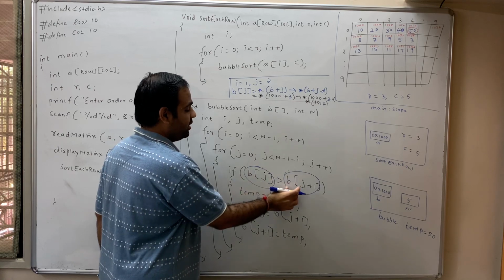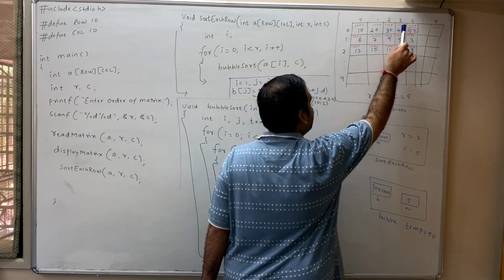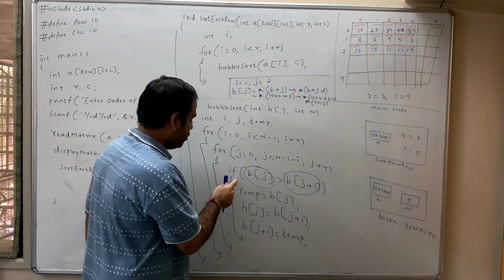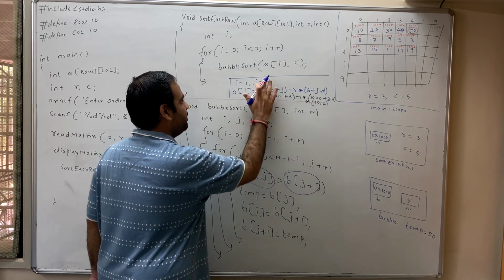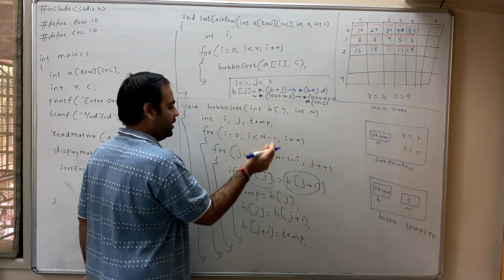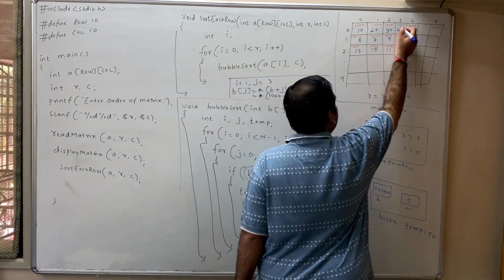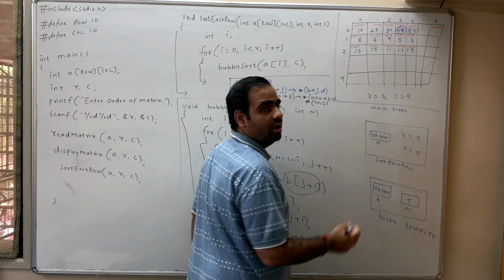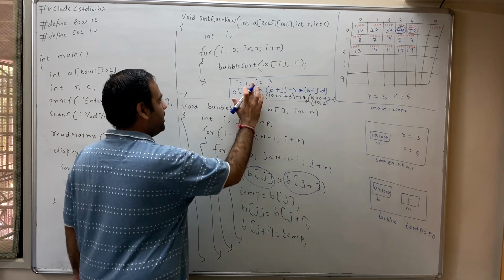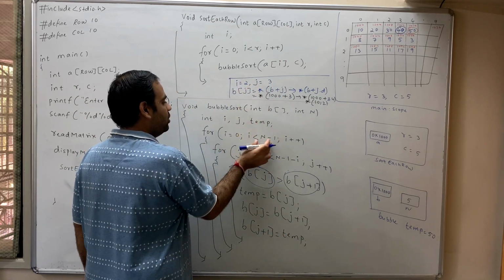b of 2 greater than b of 3. Now what is b of 2? 30 greater than 40. No, do not execute this. Again you say j plus plus, the value of j will become 3. 3 less than 3 is false. You come out of this loop and you see that the second largest element is bubbled up. Again you say i plus plus, the value of i becomes 2. 2 less than 4, yes.